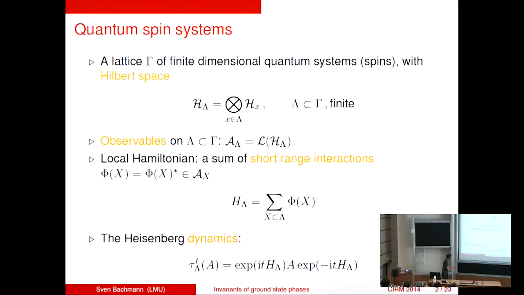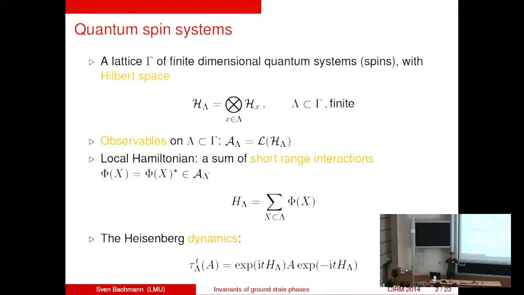So in Robert's talks, these were always 0, except for sets X, which are just two nearest neighbors. That would be a nearest neighbor interaction. I'll consider slightly more general things where this might have a finite range or even an infinite range, but in all cases I will have, in fact, to suppose that this decays fast enough in the size of X. And I will not go into the technical details. Essentially, think of exponentially decaying in the size of X.